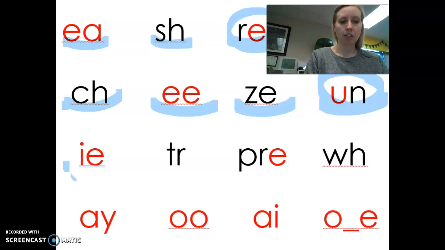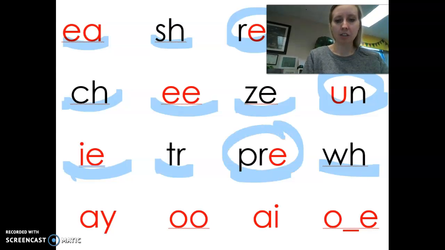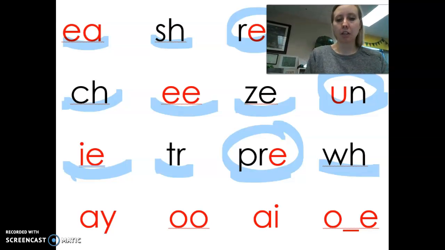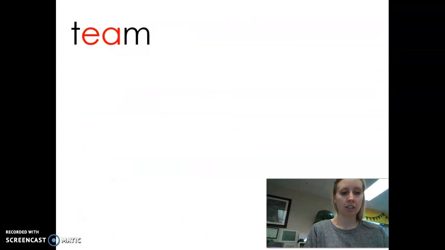3, 2, 1, I. 3, 2, 1, ter. 3, 2, 1, pre. 3, 2, 1, hua. Do you remember what pre means? That means before. That prefix means before, like preschool is before school. Okay, here we go. 3, 2, 1, A. 3, 2, 1, A. 3, 2, 1, O.